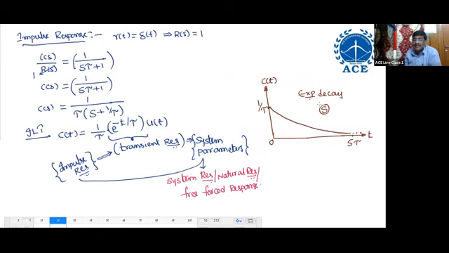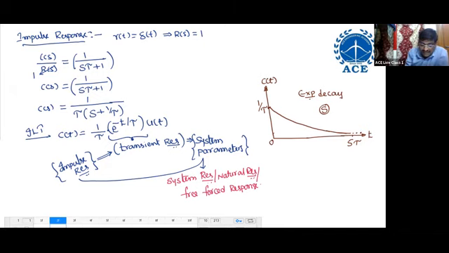So this is the impulse response. Can you find the steady state error for impulse input? Anybody? Yes, very good. No, we cannot find the steady state error for impulse input.